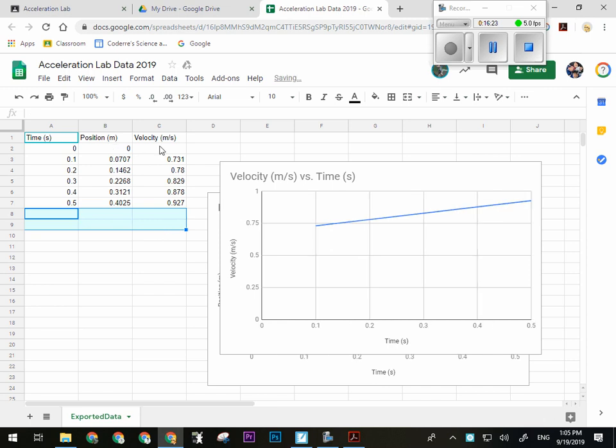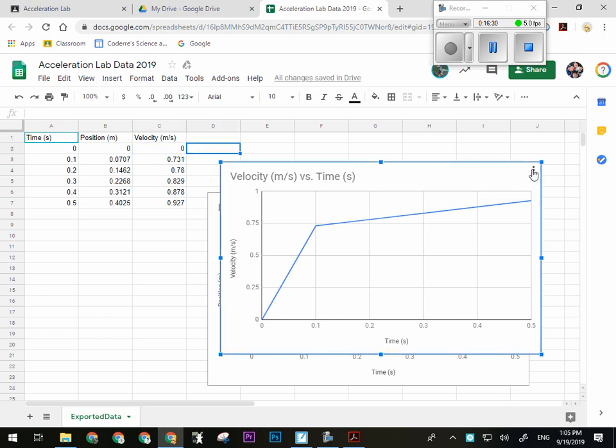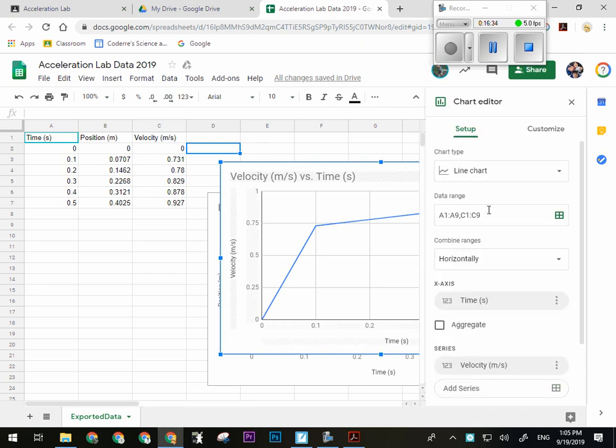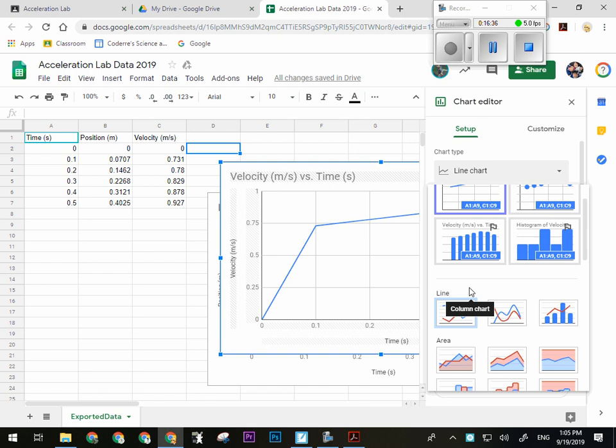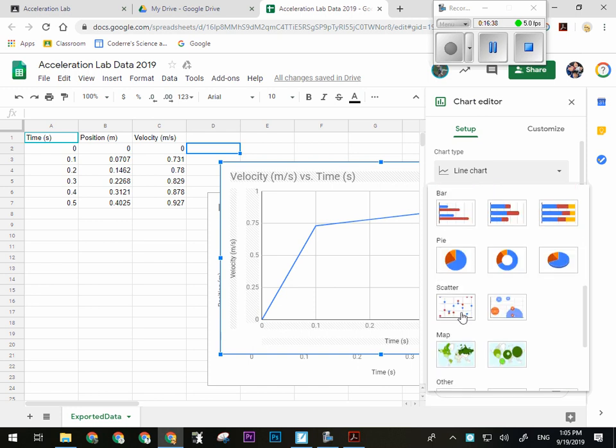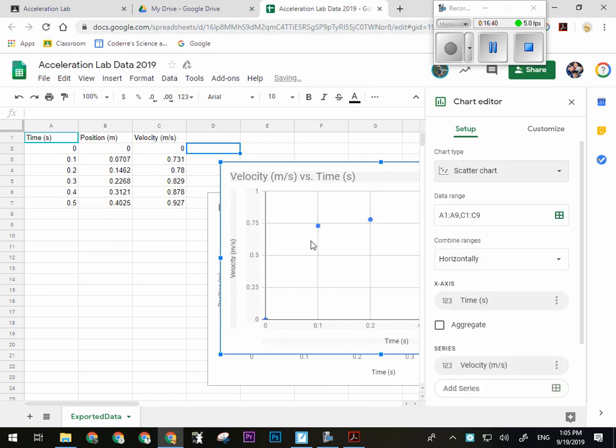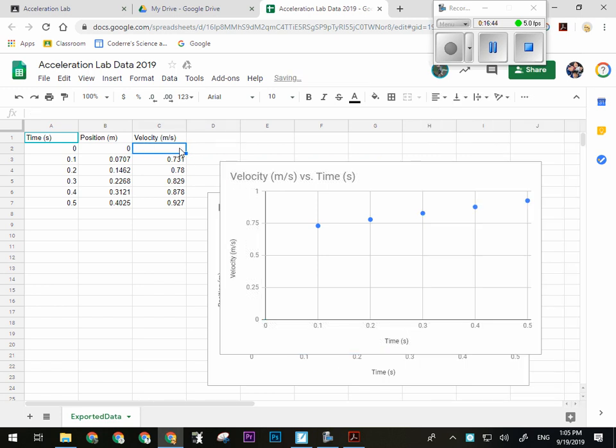I'm going to put in 0 here. There really should be a 0 there. Then I'm going to change the type of graph. I want it to be a scatter plot. Okay, so now I've got my line here that I want to have for that graph.